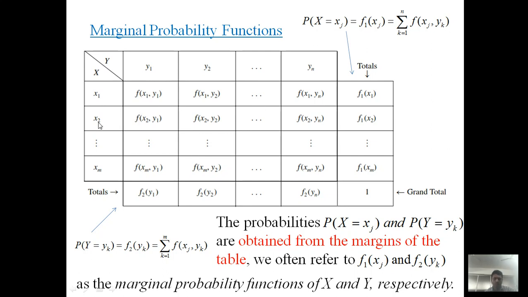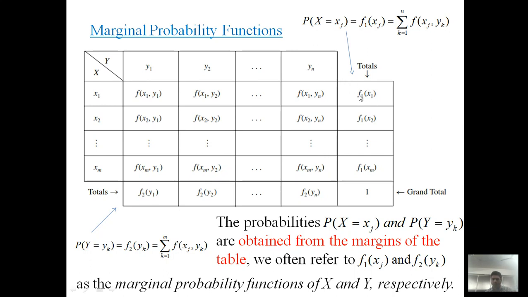Similarly, corresponding to x2 y1 it is f of x2 y1. Corresponding to x2 and y2, f of x2 y2. Corresponding to x2 yn it is f of x2 yn. Similarly, for the last row, that is f of xm y1, f of xm y2 and so on, f of xm yn. Also we have to see the property.